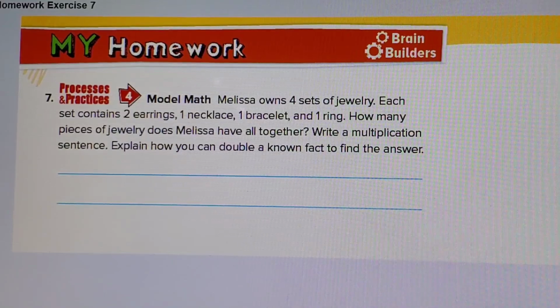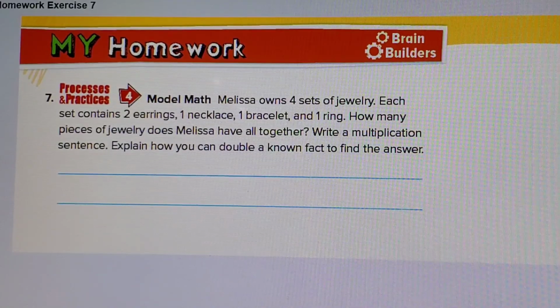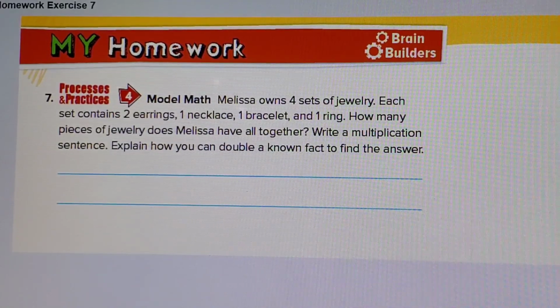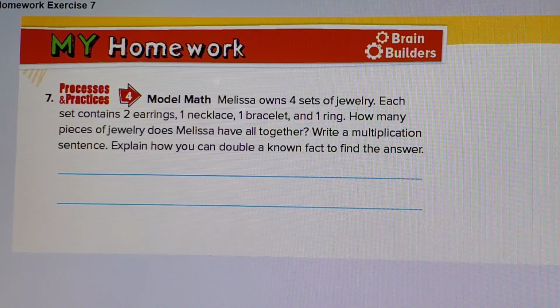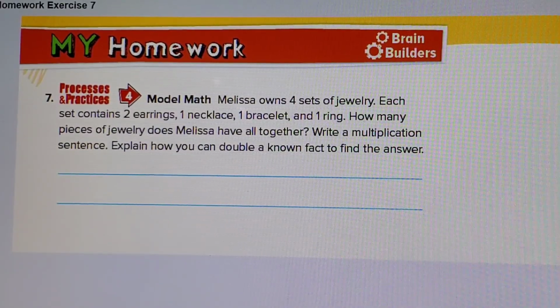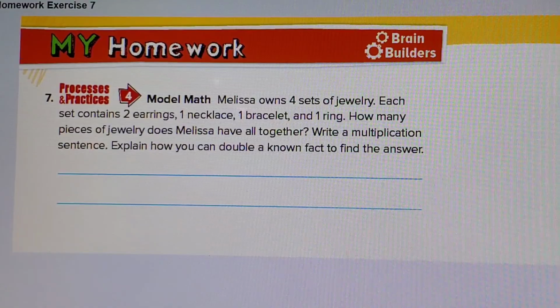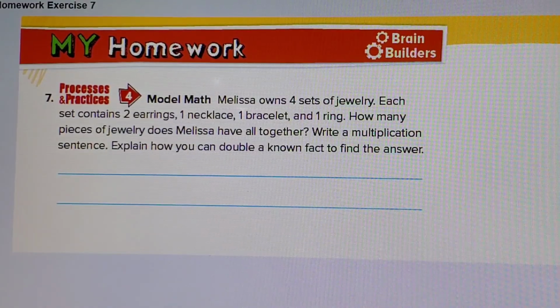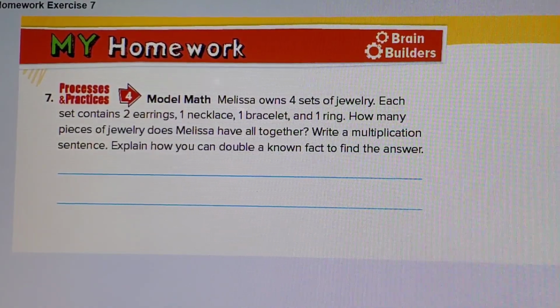Number 7, Model Math. Melissa owns 4 sets of jewelry. Each set contains 2 earrings, 1 necklace, 1 bracelet, and 1 ring. How many pieces of jewelry does Melissa have altogether? Write a multiplication sentence. Explain how you can double a known fact to find the answer.